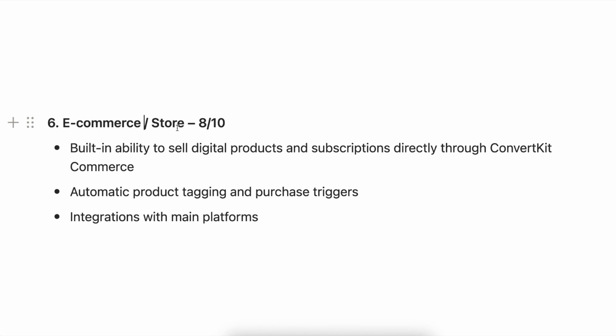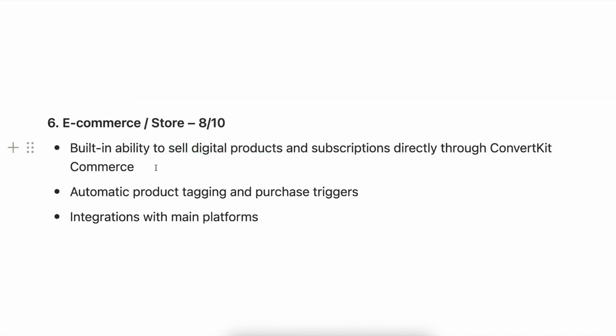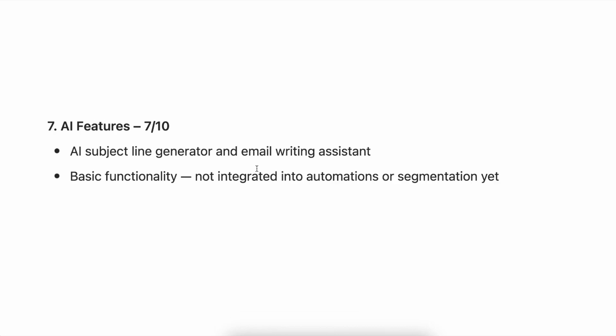When it comes to e-commerce and selling, you can create digital products directly and sell them through Kit. They have this ConvertKit Commerce. And aside from that, you also have integrations with all of the main platforms, Shopify, WooCommerce, and others, plus product tagging, purchase triggers, things like that. So there are some e-commerce automations, but again, it's not an e-commerce email marketing platform per se. So I'll give it an 8 out of 10.